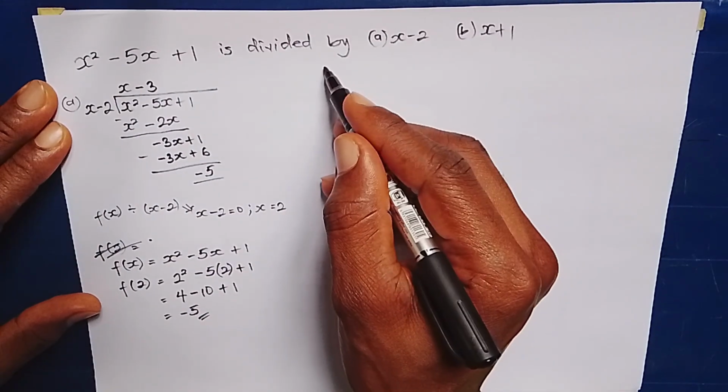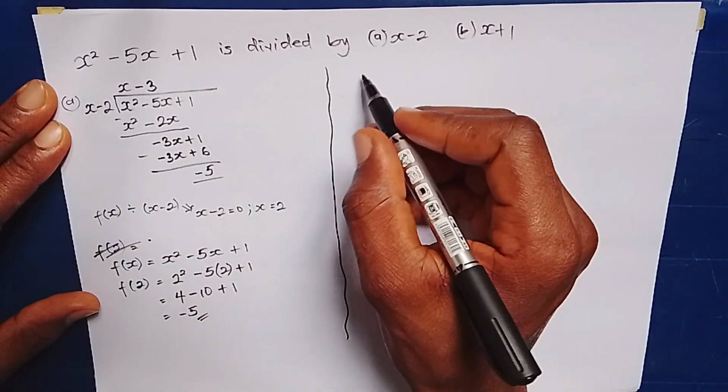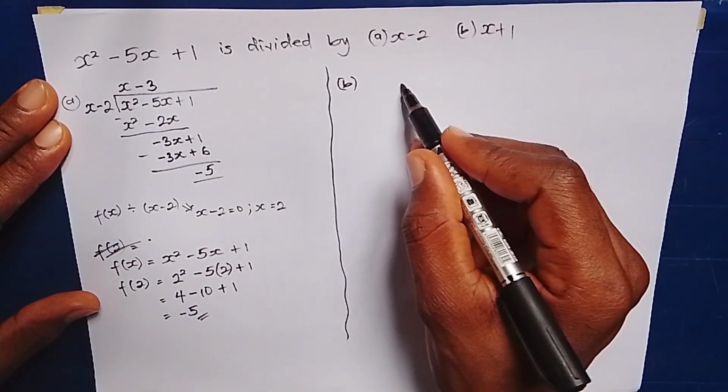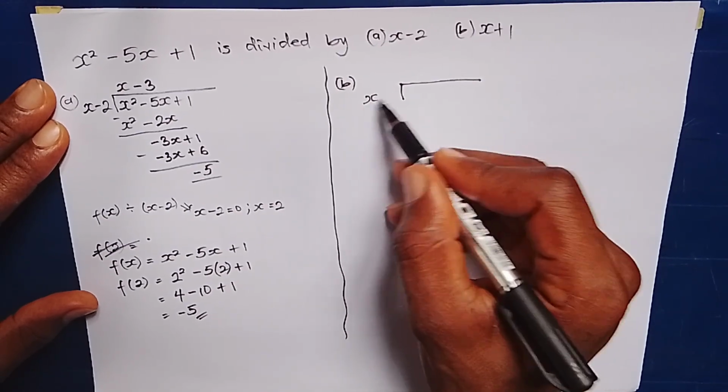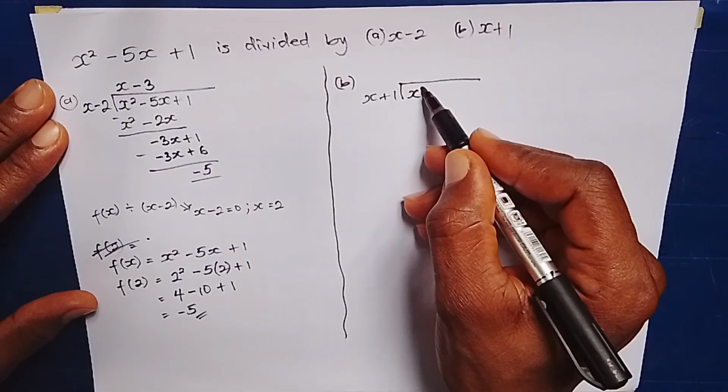Now let's prove again with the second one, b. This time we shouldn't even do the long division.